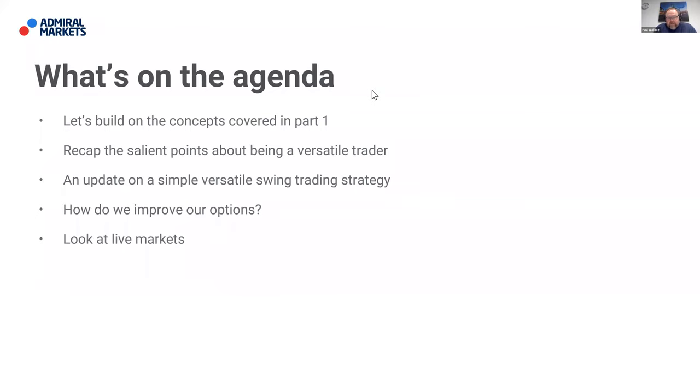So what are we going to talk about? Well, as I said, we're going to build on some of the concepts covered in part one. We're going to add some additional details here, session by session, so that you can start to build yourself a proper and fully suitable swing trading strategy. We'll recap the salient points we talked about in the previous session. If you're joining us for the first time, you'll find part one in the webinar archive on YouTube, on the Facebook page, and also in Traders Yard. We're going to update it a little today to add a couple of additional details so that we can improve our options. And with time, we'll look at the live markets and some of the ideas we have there.